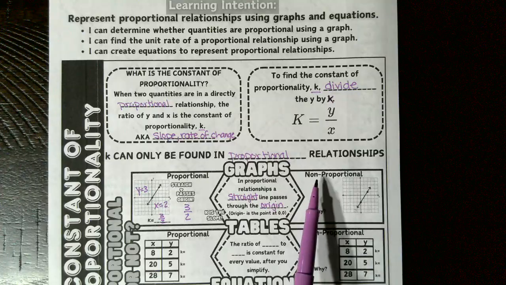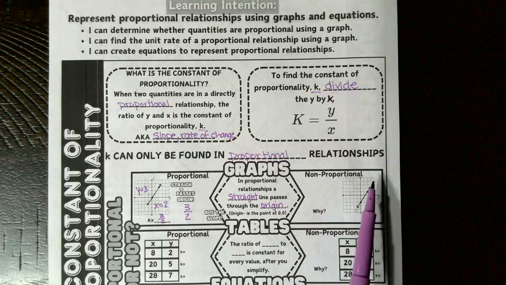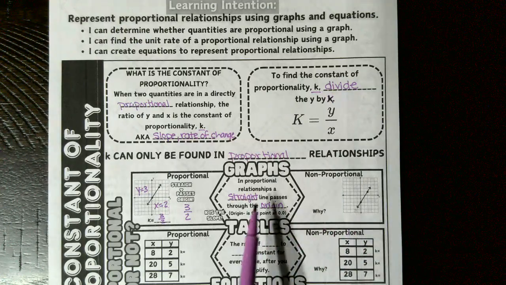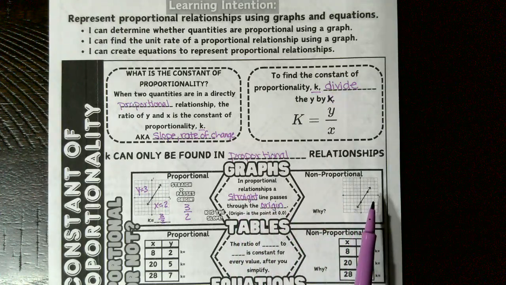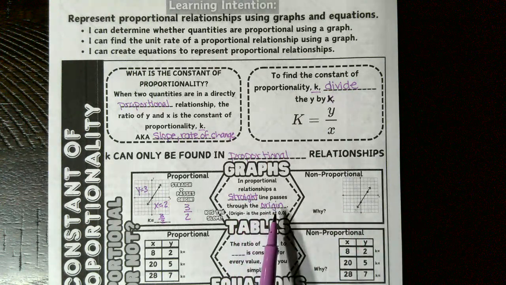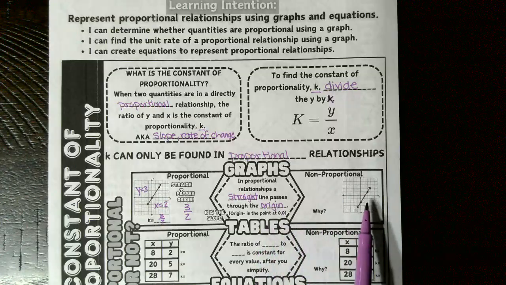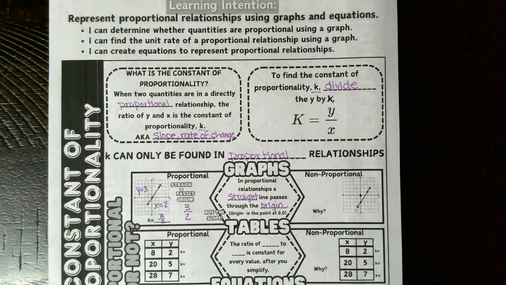So let's look at this side. Non-proportional. I've already told you it's not proportional, but let's find out why. Let's look at this graph. Well, I know first it has to be a straight line. This one is a straight line, so it passes that. But then it says it has to pass through the origin. And remember, the origin is 0, 0. So that's going to be right here at this spot right in the middle. And does my line pass through that? No, it does not. And because it does not, it is non-proportional. So I don't have to figure anything else out.